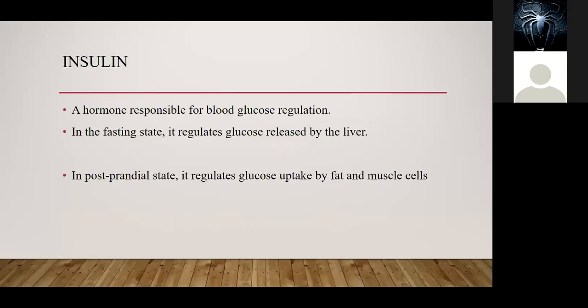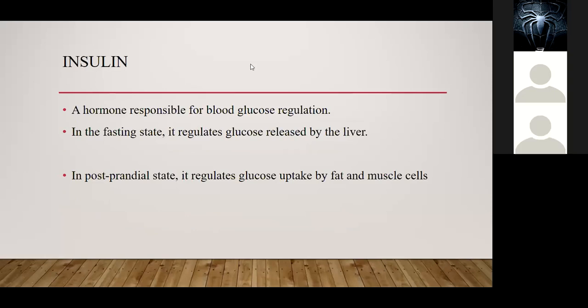We've been talking about insulin. So insulin is a hormone and insulin is responsible for blood glucose regulation. To understand diabetes, you need to know the role insulin plays. So what insulin does is that, yes, hi.